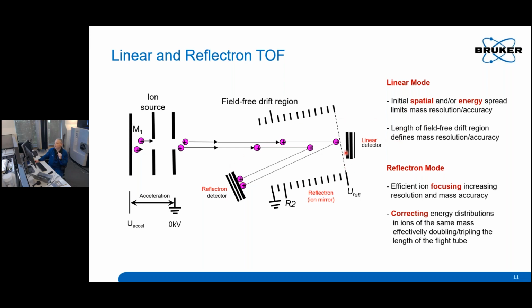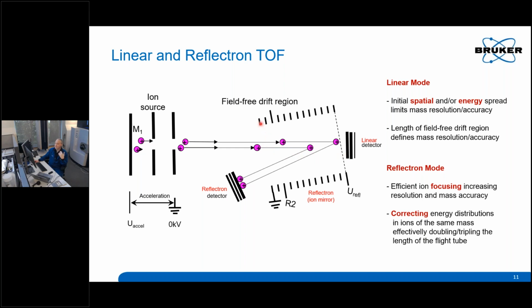In the linear mode, we get high sensitivity and lower resolution because of spatial and/or energy spreads of the ions. The length of the field-free drift region defines the resolution and the accuracy. So that is for higher molecular weights or greater sensitivity.